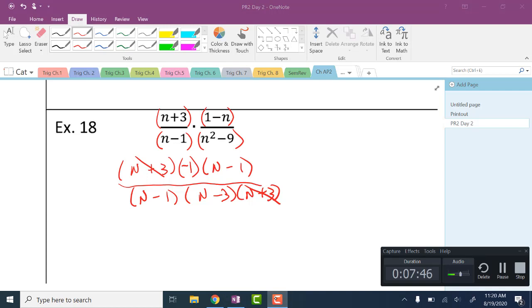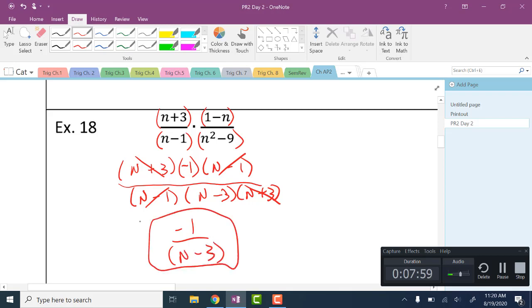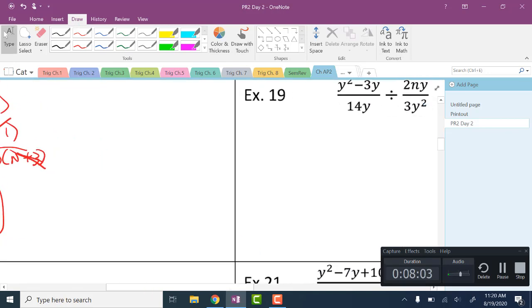Now that these are multiplied all the way across, I can cross-cancel any factors that are exactly the same. Boom, boom, boom, boom. And then I end up with a -1 over n minus 3. And that's the final answer. Hopefully I haven't made a mistake. Double checking. Yes. The n plus 3's cancel, the n minus 1's. All right, let's move on.